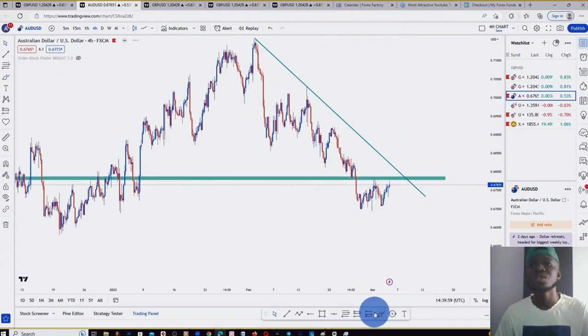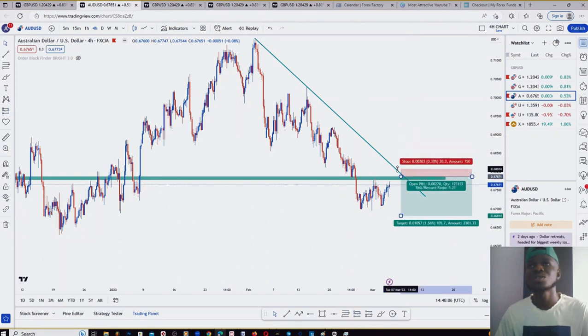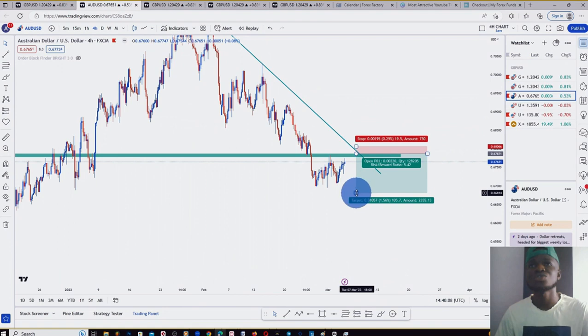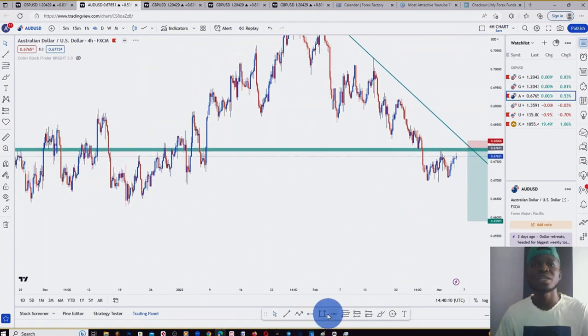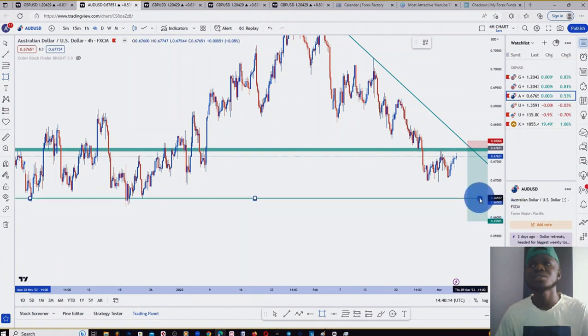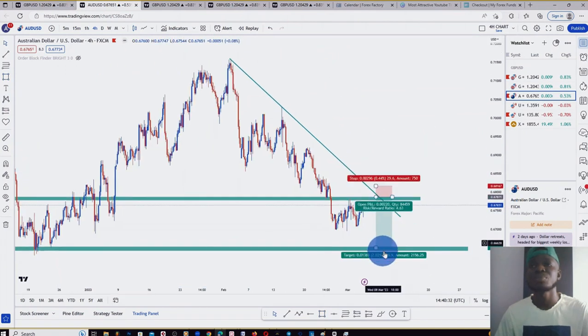On AUD US dollar, this zone is our point of interest where we're expecting the market to give us a signal to short the market to the next support zone on AUD US dollar. The next support zone on the 4-hour time frame is going to be our final take profit on AUD against US dollar.